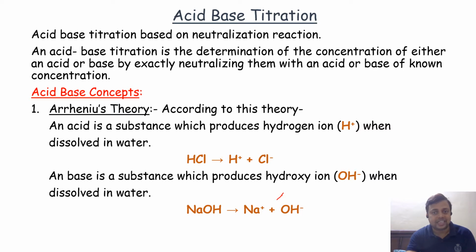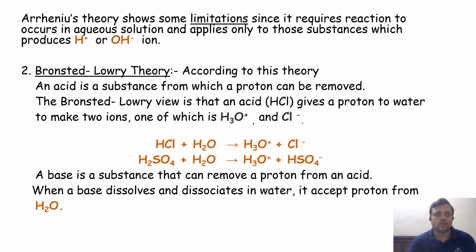So according to the Arrhenius theory, acids are the substances which produce the hydrogen ion when dissolved in water. Bases are those substances which produce hydroxyl ion when dissolved in water. Now some limitations of the Arrhenius theory. According to this theory, it requires the reaction to occur in an aqueous solution and applies only to those substances which produce H plus ion or OH minus ion.